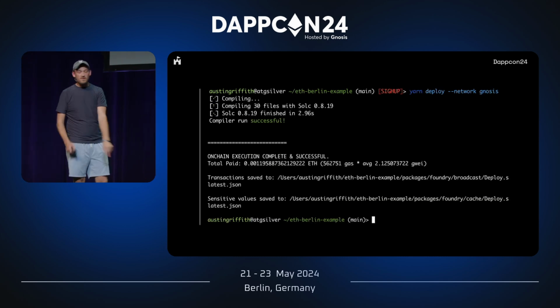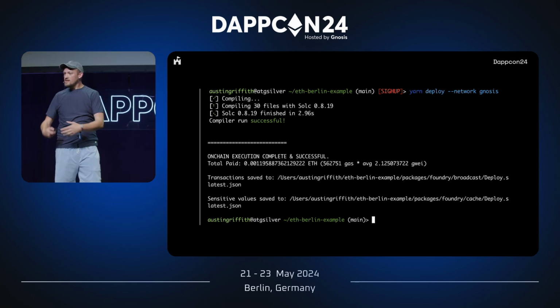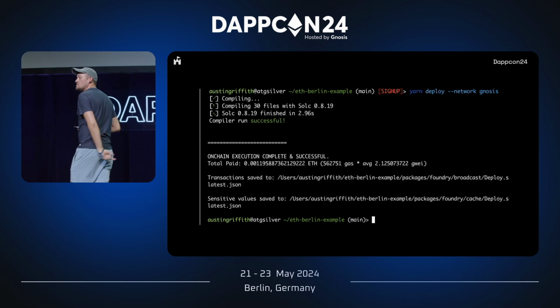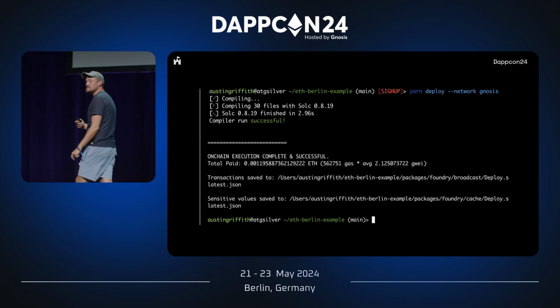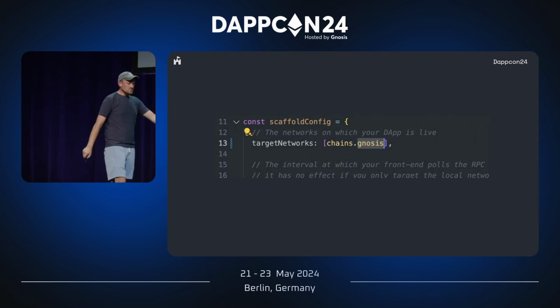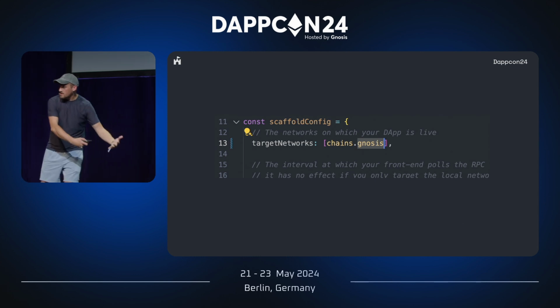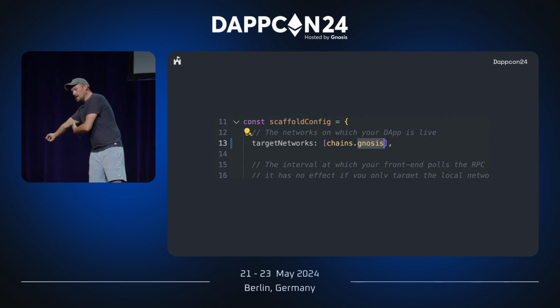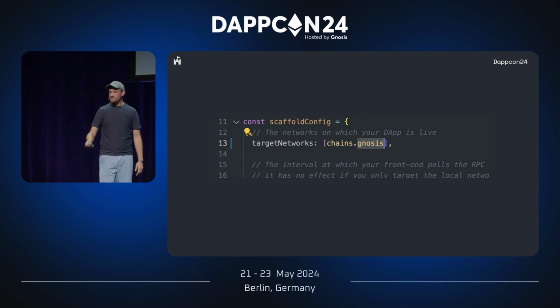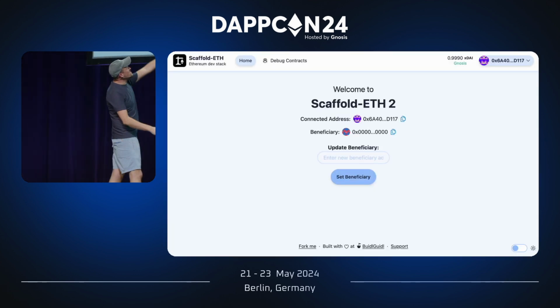Then you do a yarn deploy --network. So you've been doing a yarn deploy locally, trying things out. Now we do yarn deploy --network gnosis, and we deploy our smart contract to Gnosis. And then there's one more change we need to do. We need to tell our app, which is currently pointed at the Foundry local chain, hey, let's work off of Gnosis. We type in chains.gnosis, and our whole app now switches over to Gnosis.